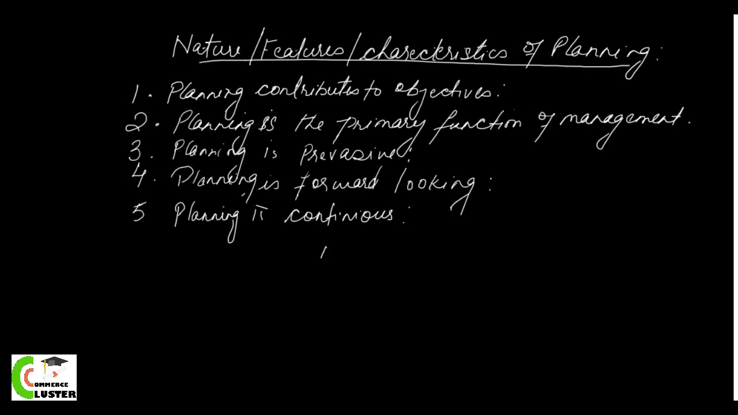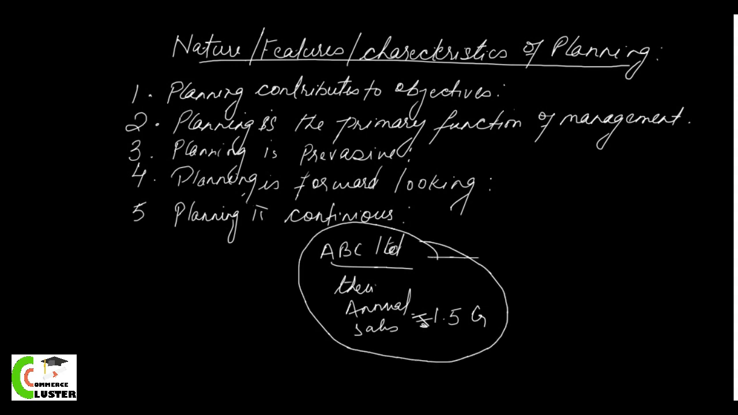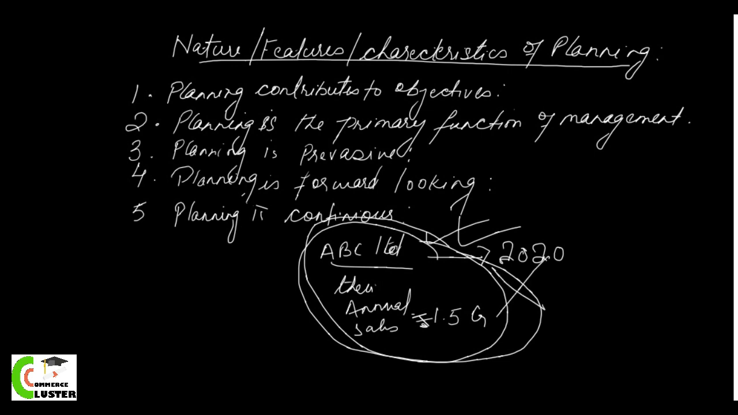For example, business ABC has a desired objective that their annual sales be increased to rupees 1.5 crore. This is the objective for the year 2020. Suppose the year 2020 has ended, and after they have achieved this objective, planning doesn't end here. The company or the manager will have to set up a new objective, and they will have to plan again in order to achieve the new objectives of their organization.